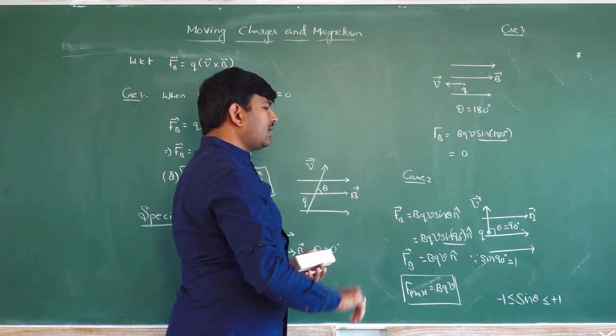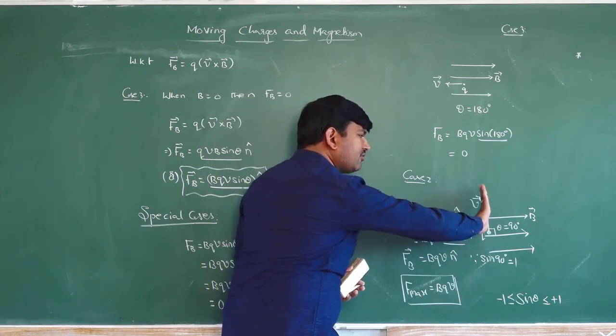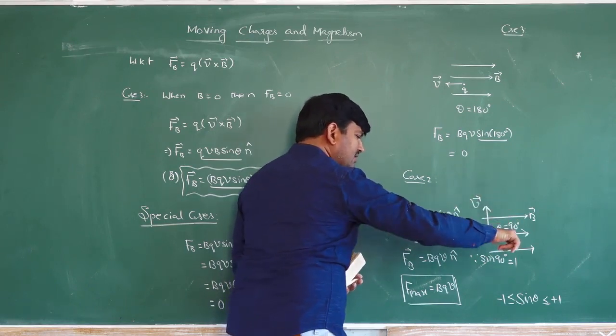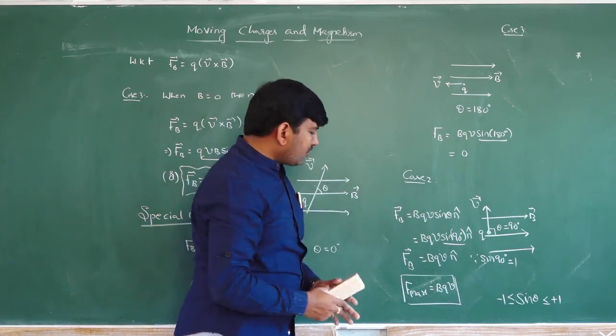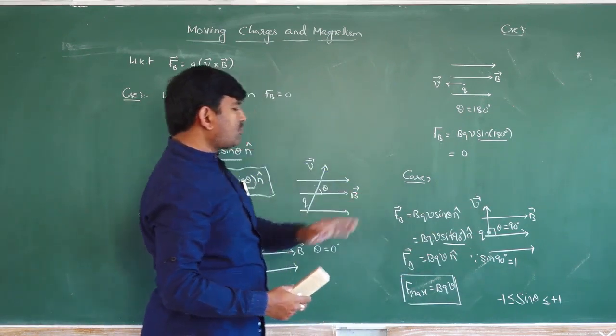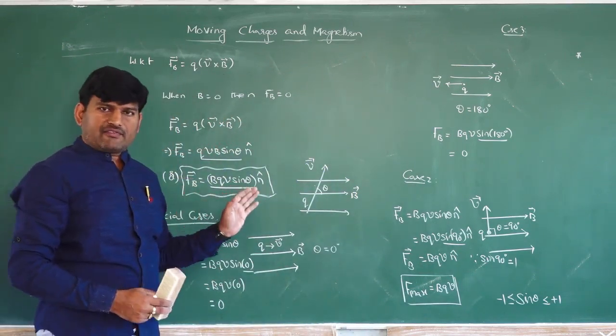Again, we have to go for the curl rule. Velocity vector is directed upward, magnetic field is directed like this. Therefore, curl your fingers from velocity vector towards the magnetic field. Then the thumb is directed into the board. So therefore, the direction of n cap is directed into the board. Is it clear? This is about the magnetic force acting on a charged particle moving in the magnetic field. Is it clear?